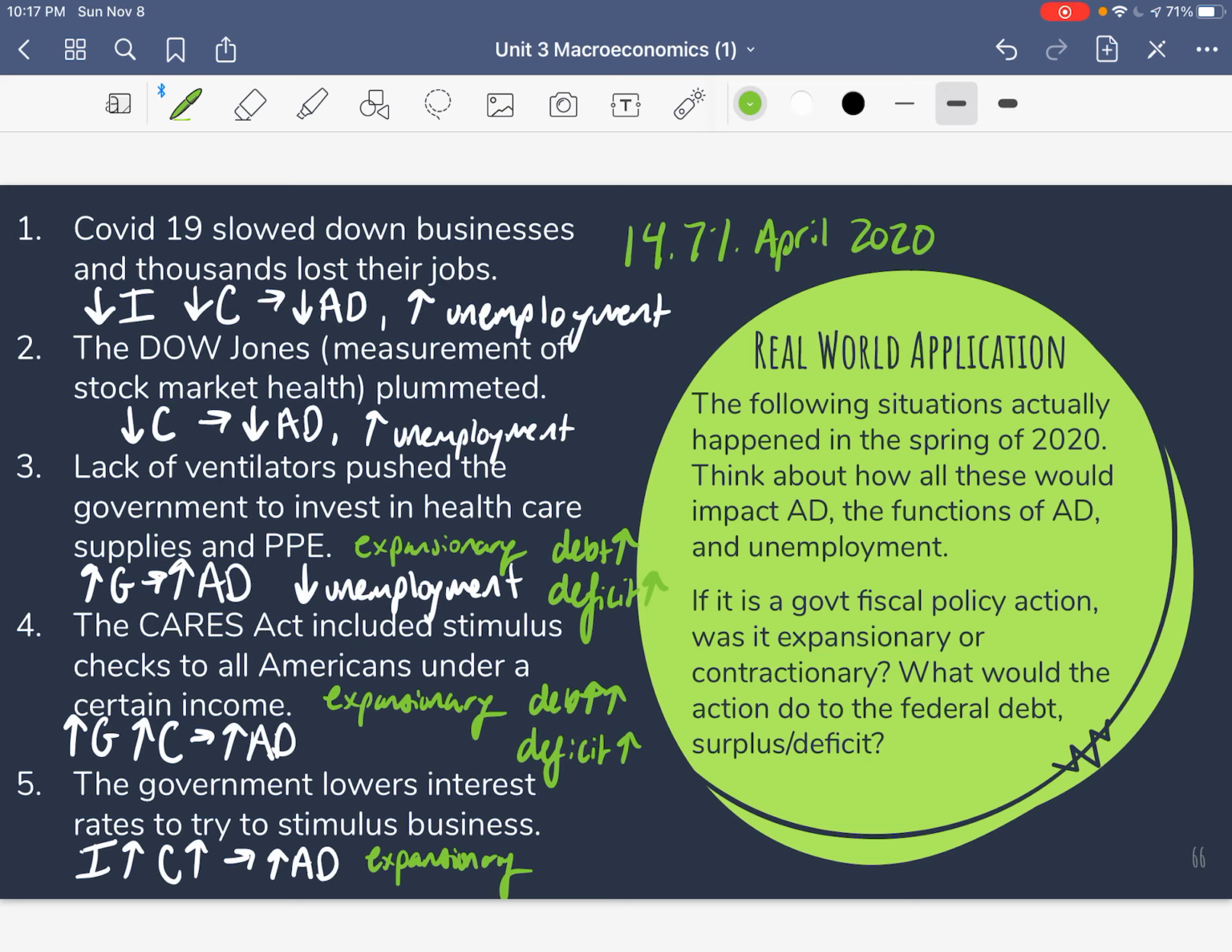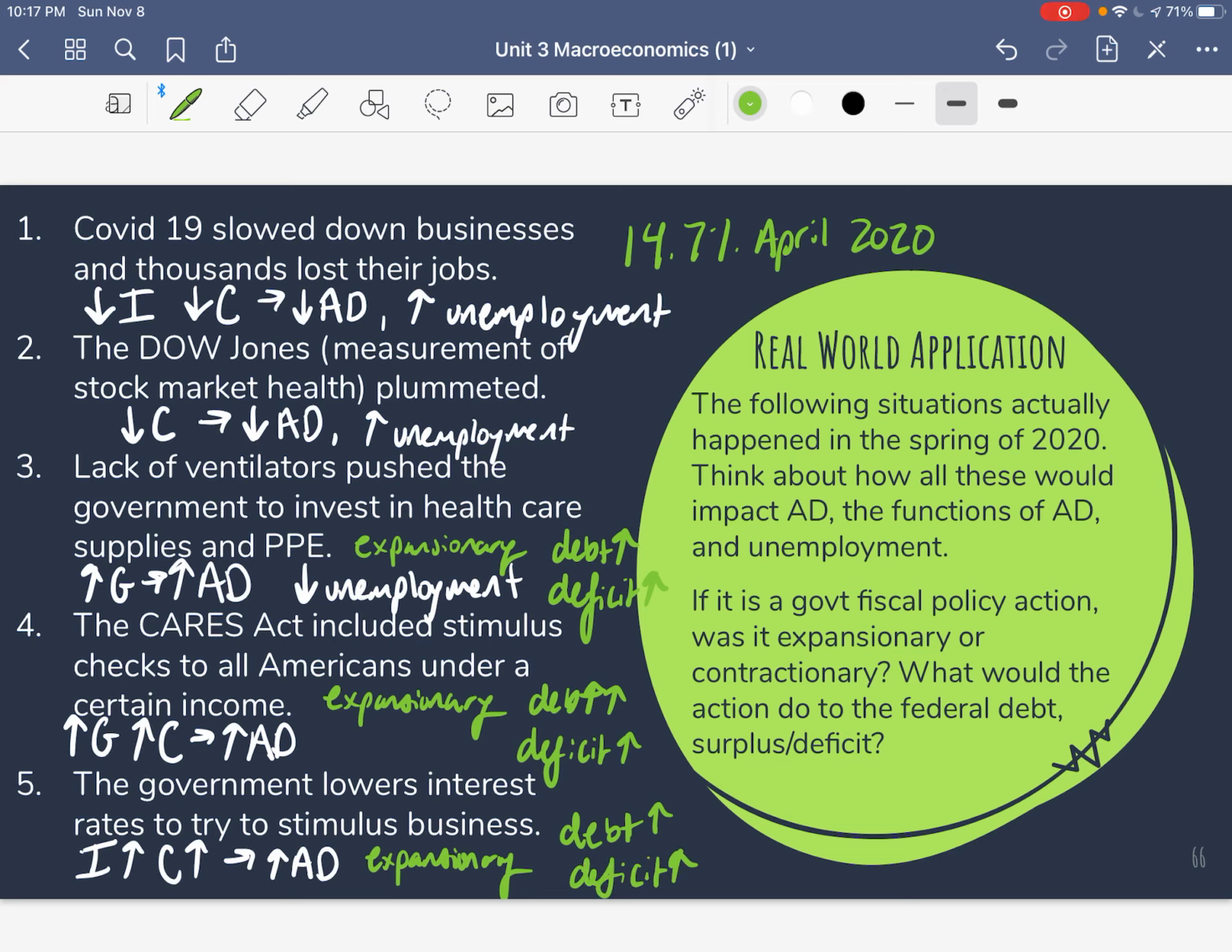Okay, but we can't just make that money appear out of somewhere. That just means that we are moving more and more towards debt. And if we're increasing our debt, if we're spending more and more, then that means that we are moving towards deficit, where we are spending more than what we're taking in.